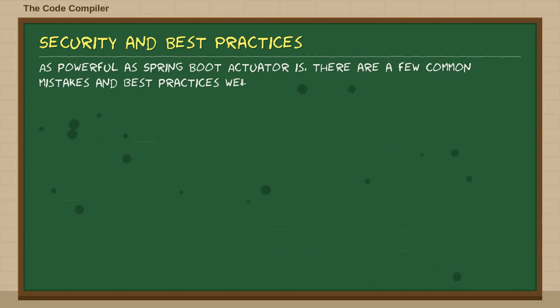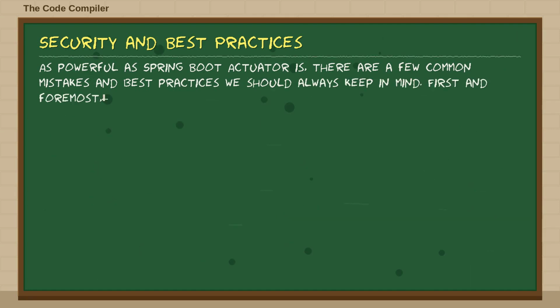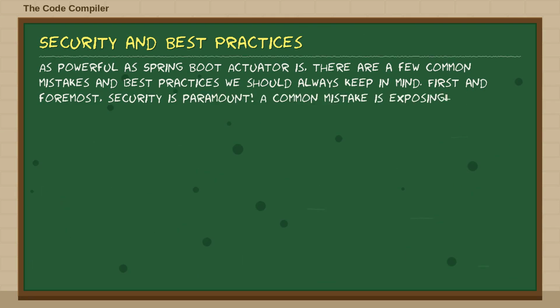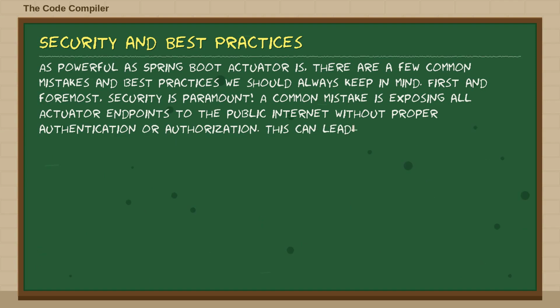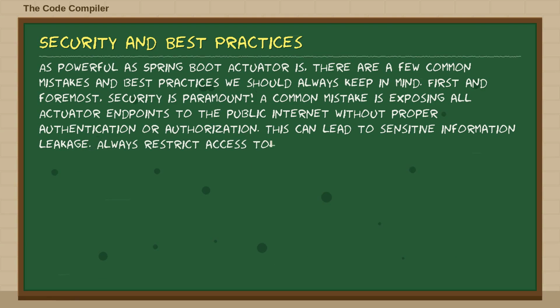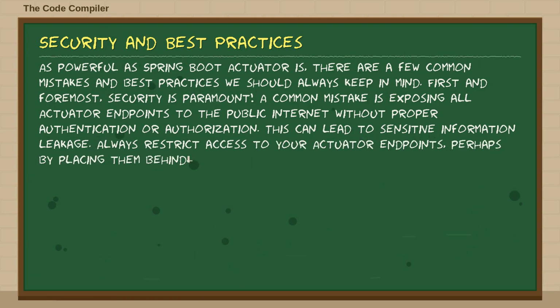As powerful as Spring Boot Actuator is, there are a few common mistakes and best practices we should always keep in mind. First and foremost, security is paramount. A common mistake is exposing all actuator endpoints to the public internet without proper authentication or authorization. This can lead to sensitive information leakage. Always restrict access to your actuator endpoints, perhaps by placing them behind a firewall or securing them with Spring Security.